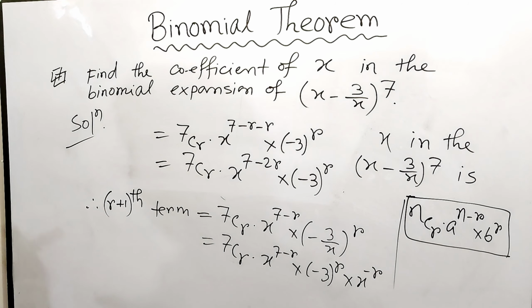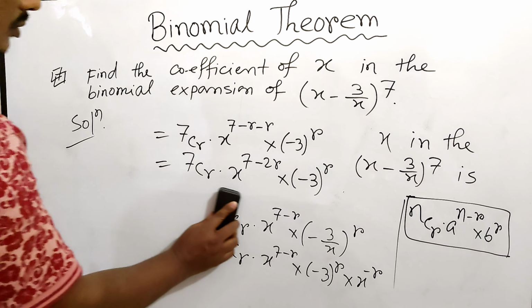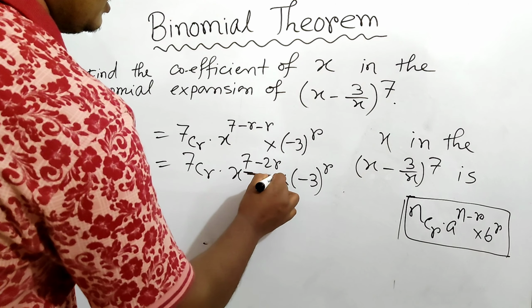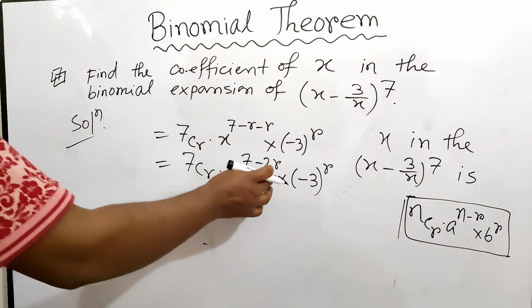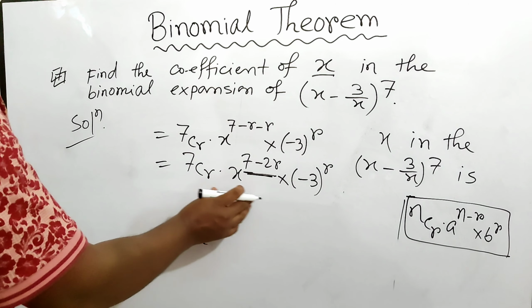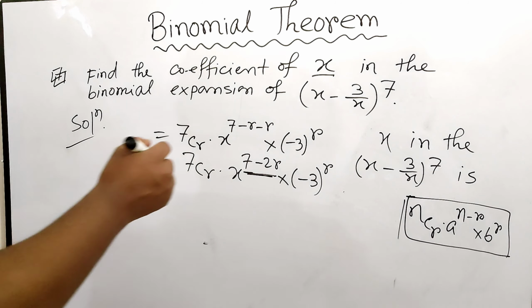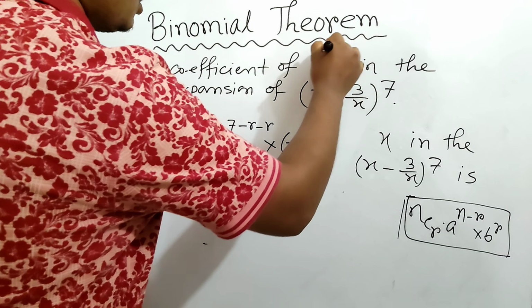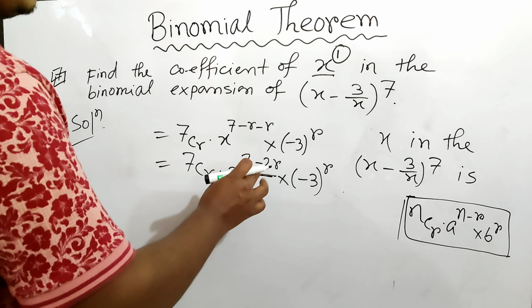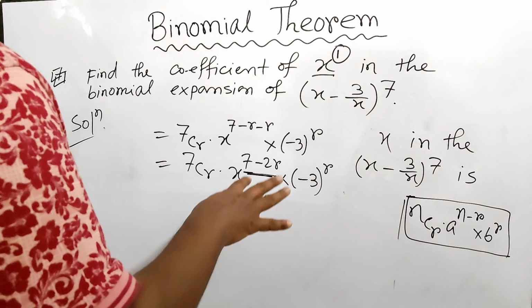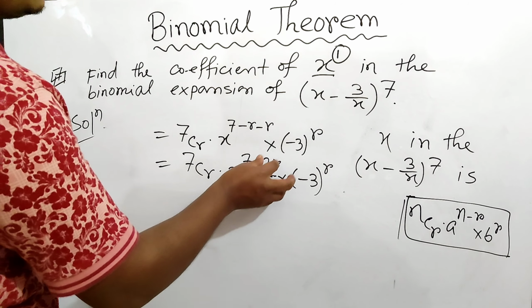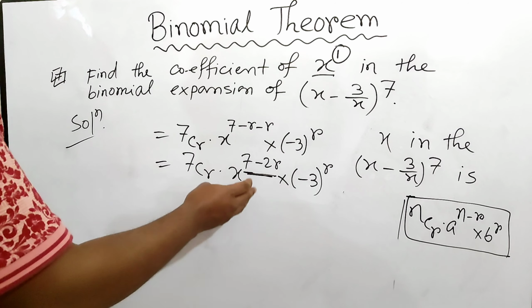Now look at here, the power of x is 7 minus 2r. We consider that the coefficient of x must be in this r plus 1 term. That means the power of x is 1. If the power of x of this term is 1, then our assumption will be correct, otherwise it will be wrong. That's why we can say this equals 1, and by using this condition you can find the value of r.